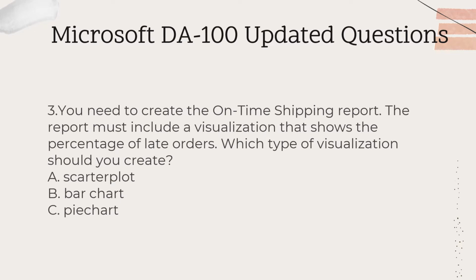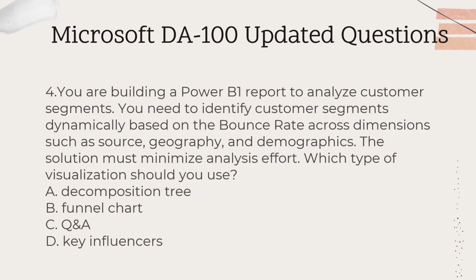3. You need to create the on-time shipping report. The report must include a visualization that shows the percentage of late orders. Which type of visualization should you create? A. Scatterplot. B. Bar chart. C. Pie chart.